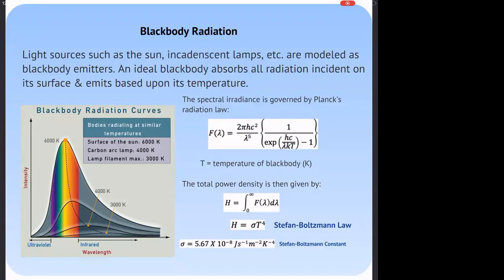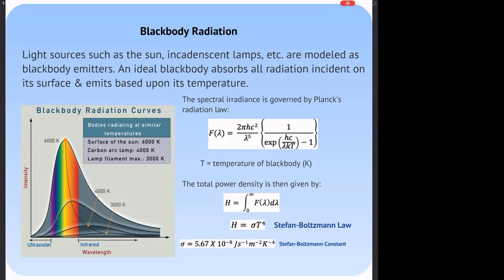A black body is an idealized version of an object that emits and absorbs light, which is everything, right? So this is a highly idealized model, but many light sources, such as the sun, incandescent lamps, and many other things, black holes, for instance, can all be mathematically defined as a black body, and they can be modeled as black body emitters. So an ideal black body absorbs all the radiation incident on its surface and emits based upon its temperature.